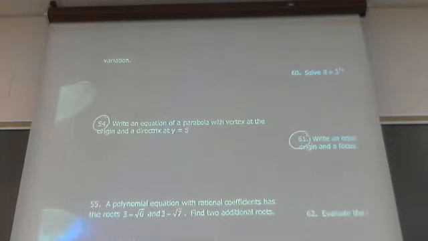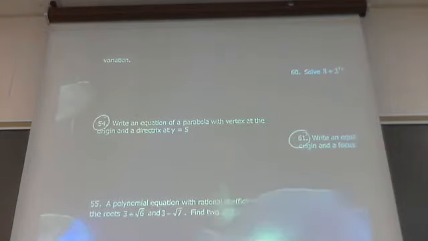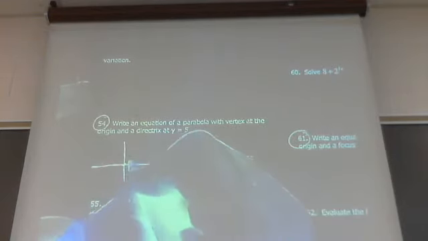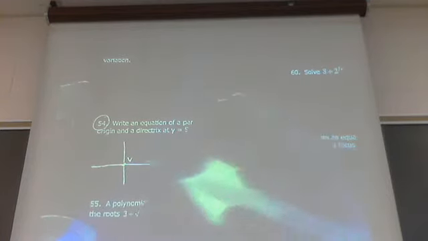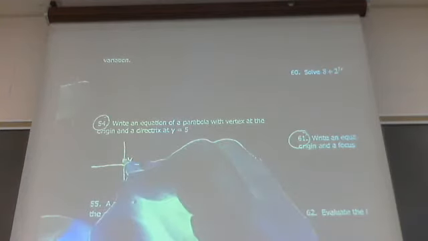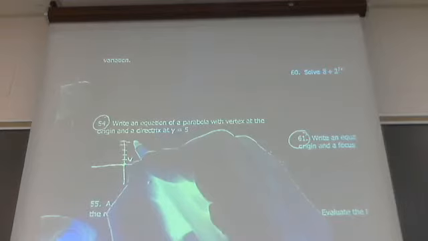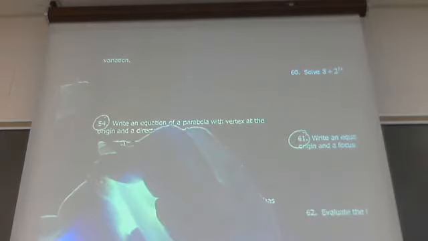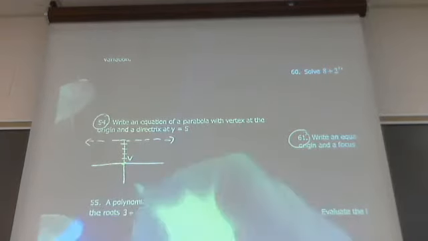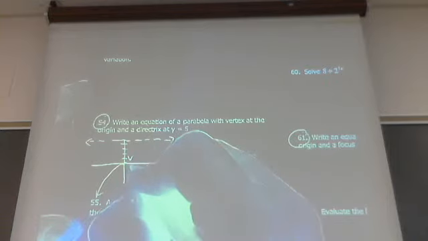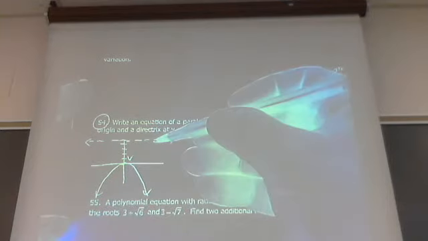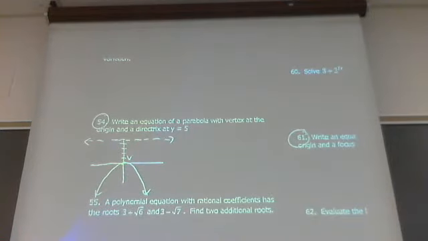Question 54, write an equation of a parabola with vertex at the origin and a directrix at y equals 5. 1, 2, 3, 4, 5. Which way is this thing going to open? Down, because it has to go away from the directrix. The directrix is always outside. The focus is always inside.